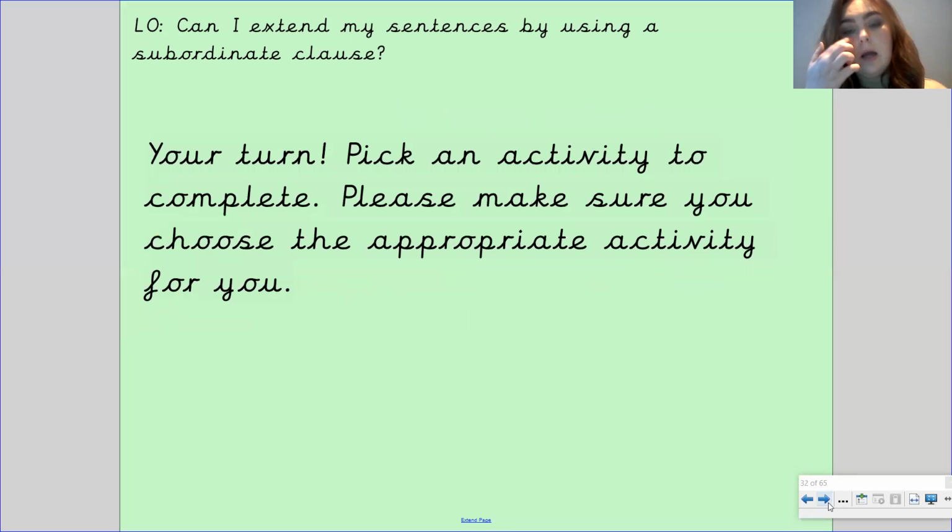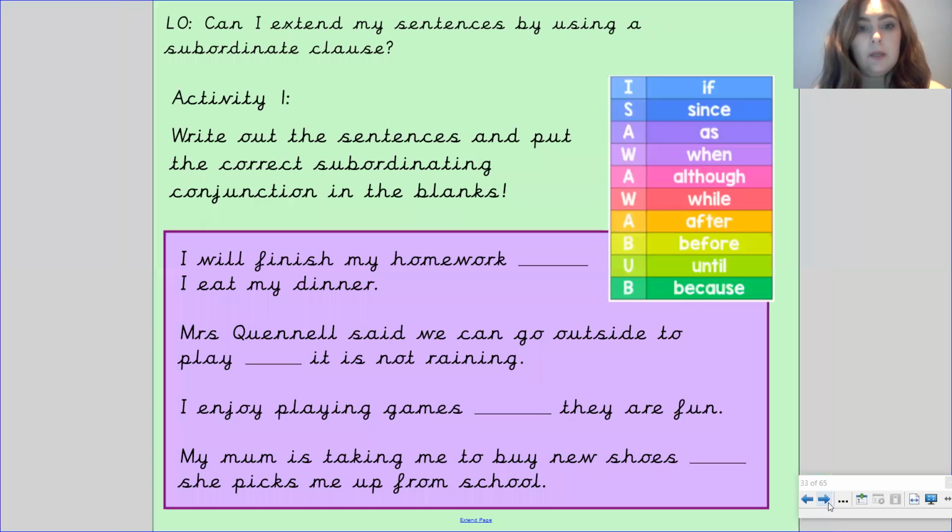Your turn. I want you to pick an activity to complete, but please make sure you are choosing the activity that is appropriate for you. If you think it's a little bit too easy, then you need to do the one that you find a little bit harder. If you think it's way too hard, then you need to do the one that's a little bit easier. So activity number 1, you might want to choose this one.